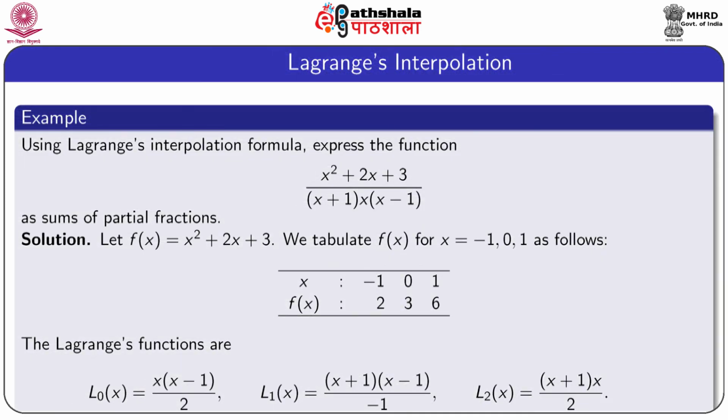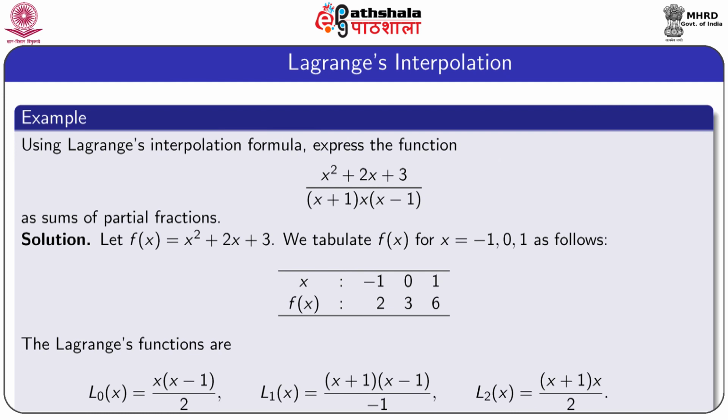Now, let us consider another example to illustrate the Lagrange interpolation formula. Using this method, we can express any function in terms of a sum of partial fractions. So, for this purpose, we consider the expression (x square plus 2x plus 3) whole divided by (x plus 1) x into (x minus 1). So, here we assume that f x equal to x square plus 2x plus 3, and we tabulate the value of x and f x at x equal to minus 1, 0 and 1, because the denominator vanishes at x equal to minus 1, 0 and 1.